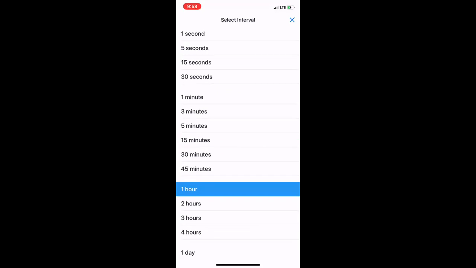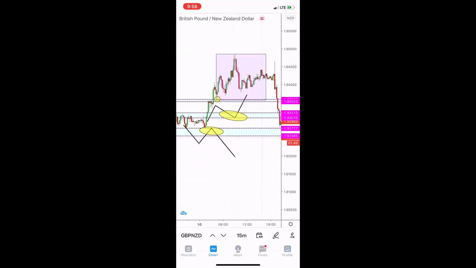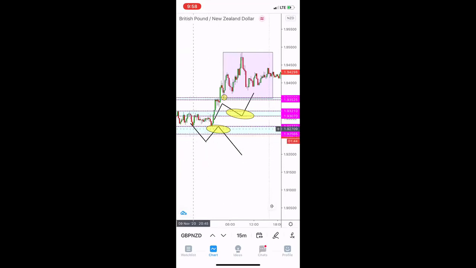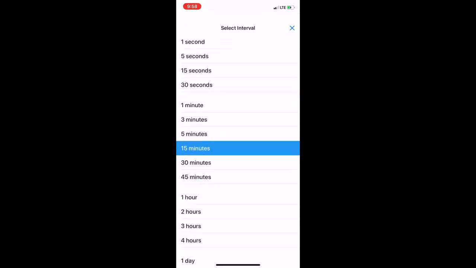Because as we drew this up here, from this line, we wanted to see a break of this floor and a retest of this, and then the entry would be for a sell position on this bottom zone. It looks like we're getting that right now as we speak on the 15 minute.